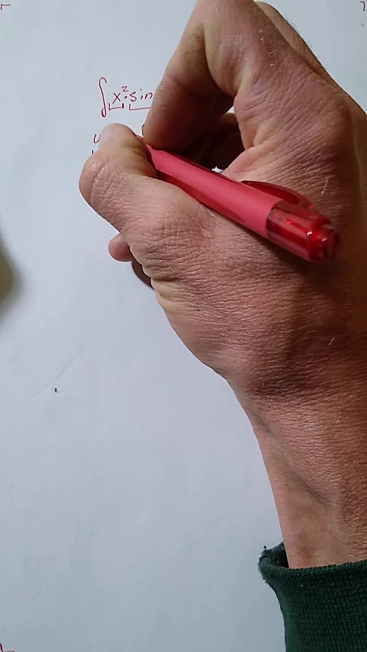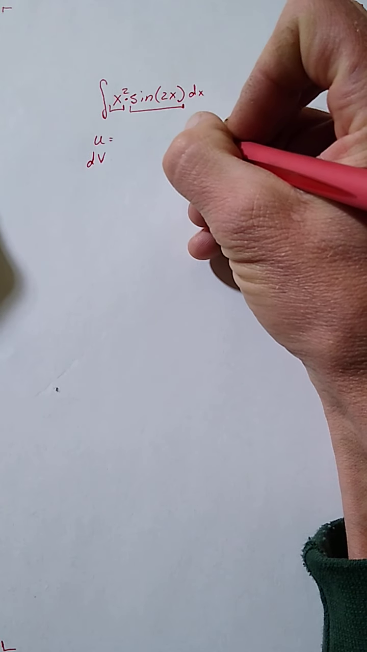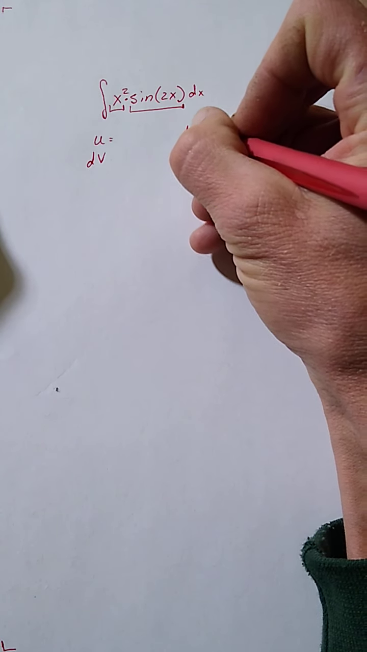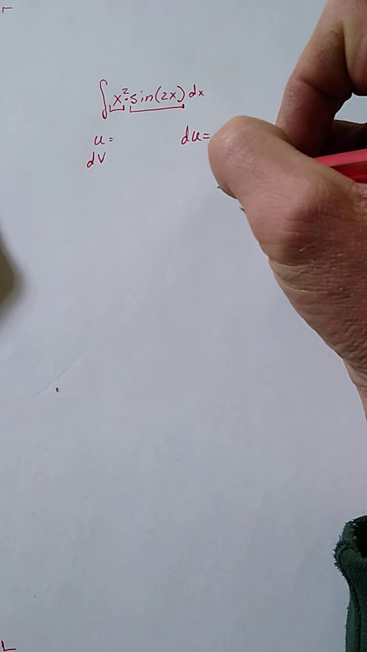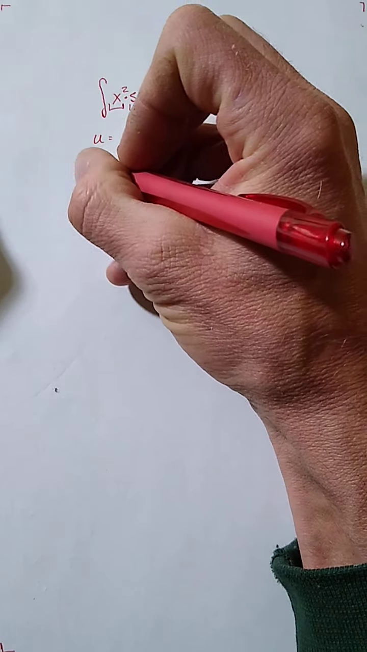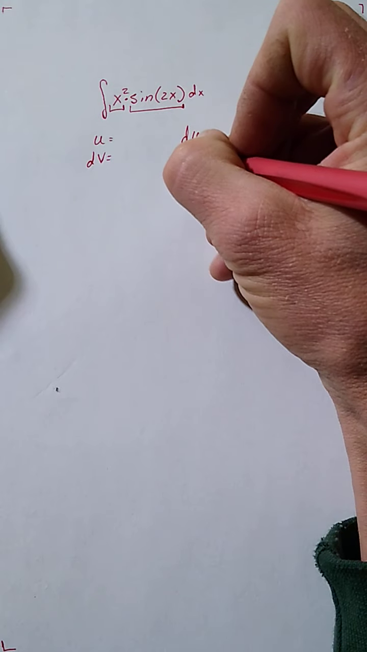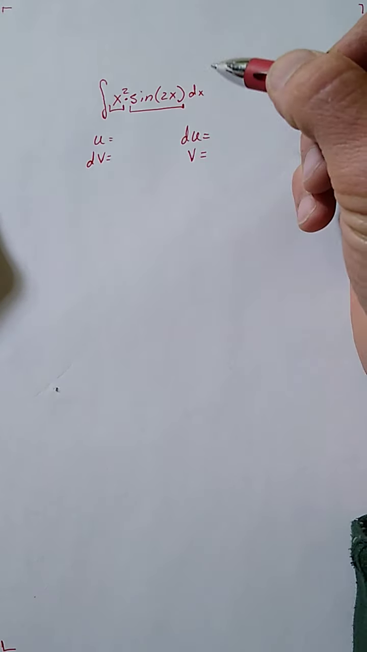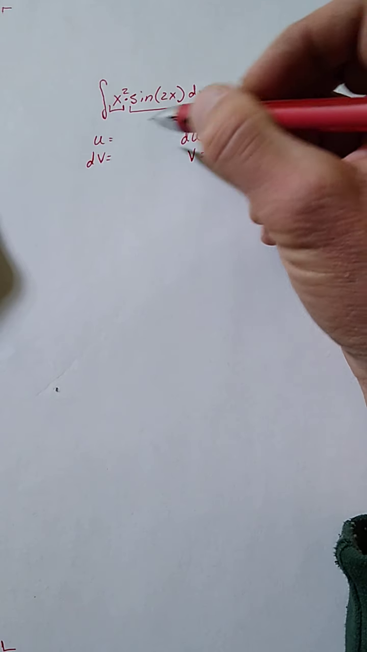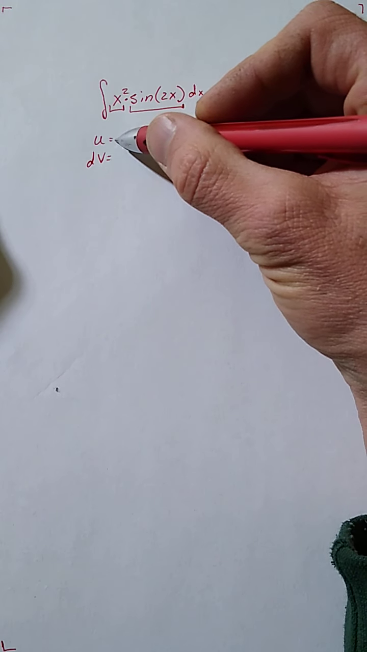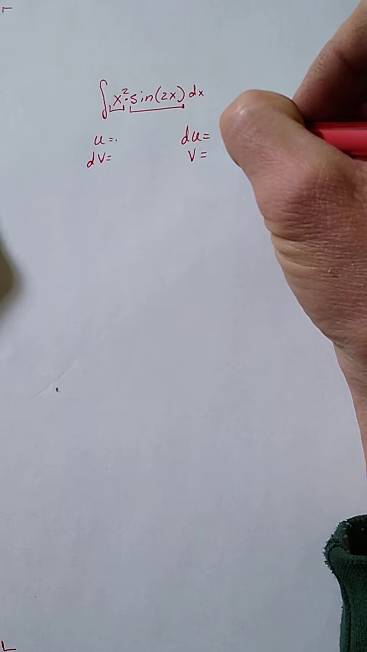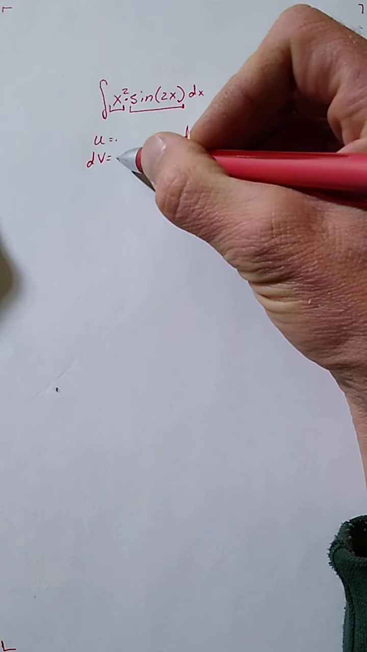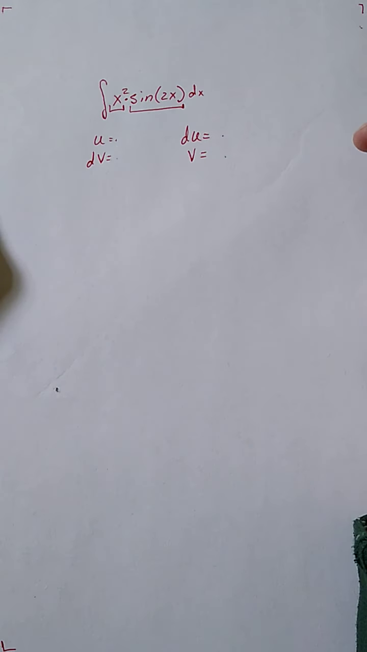So remember, whichever one we call u, we're going to end up taking its derivative to get du. However, whichever one we call dv, we have to take its integral to get v. So the only real guidance on how to pick is that you want the u to get easier and you want your v not to get harder.